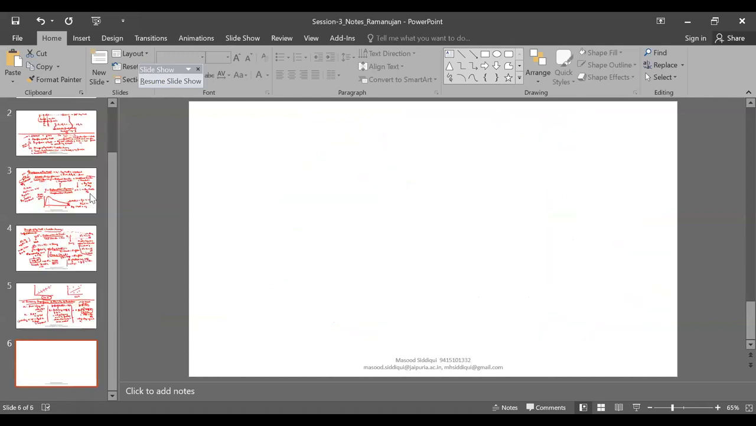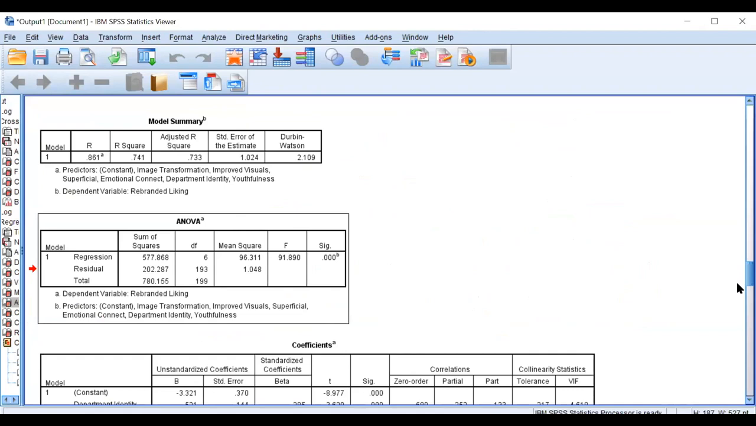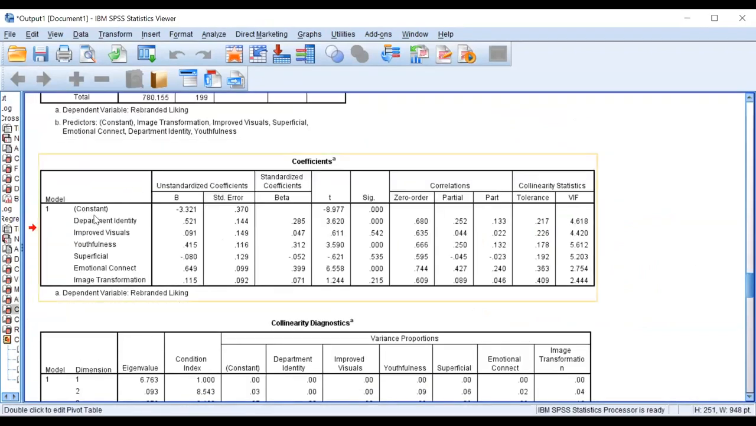I am sharing the output. Now we are considering this table. Here we have predictors: constant, departmental identity, and so on. These are the p-values of these betas. Beta are the standardized coefficients. Let us check what the significant predictors are. Constant is significant; constant simply means the intercept. Departmental identity is significant, having p-value 0.000, less than 0.05. Then we have youthfulness as significant.